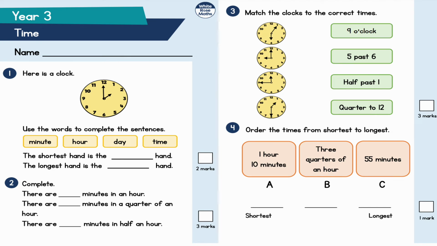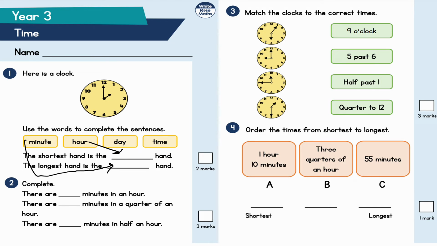We're now looking at year 3 time. Okay, this is question number 1. Here is a clock. Use the words to complete the sentences. So the shorthand is the hour hand. The longest hand is the minutes hand. So your longest hand is your minutes hand and your shorthand is your hours hand.